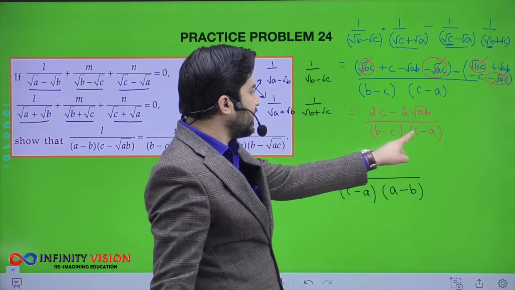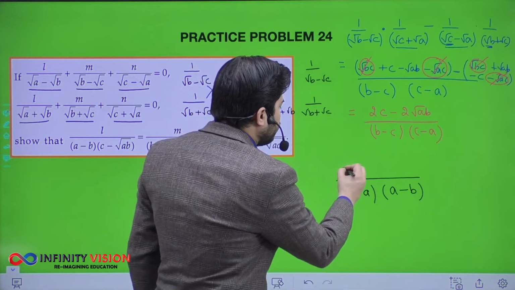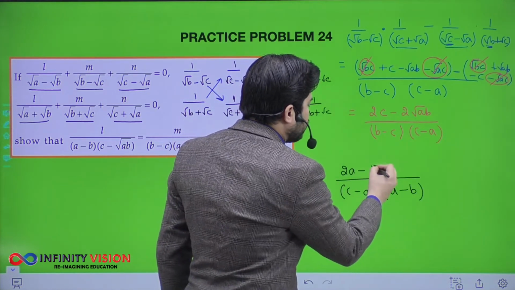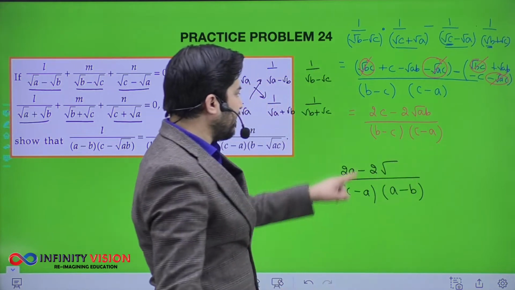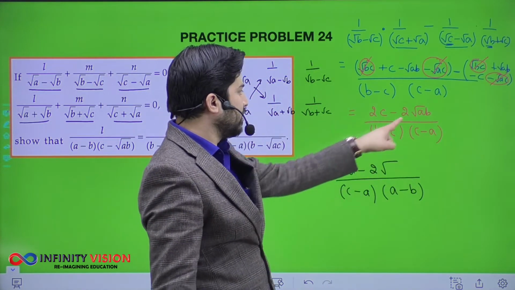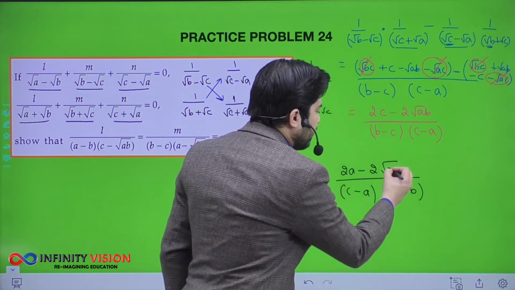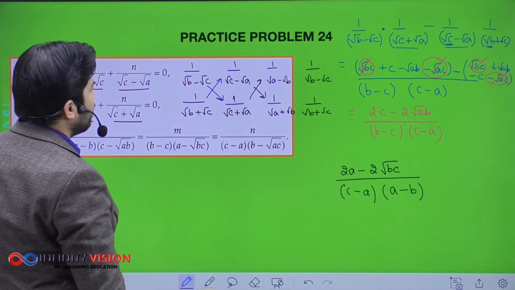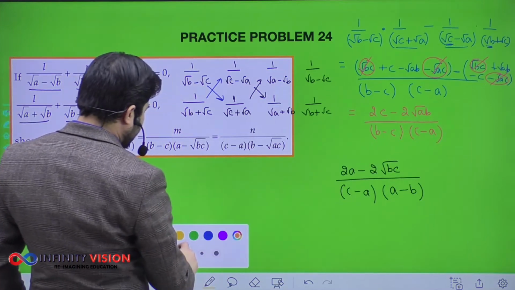I see here minus c and c, then 2c. So it would be 2a. And then minus 2 root. Since I have got c here and here a, the remaining is AB, so here the remaining would be BC. The second coefficient would be this. What about the third? Let's look at.